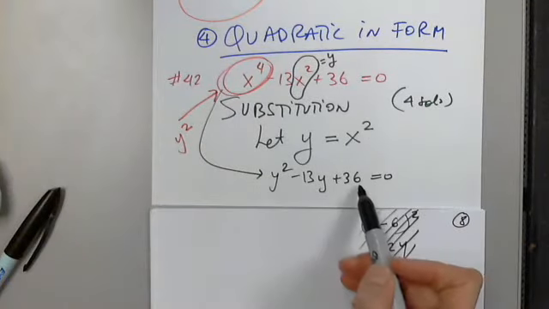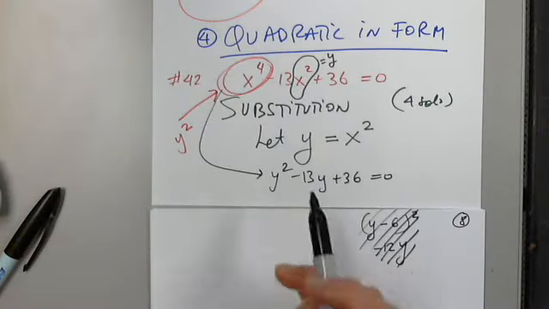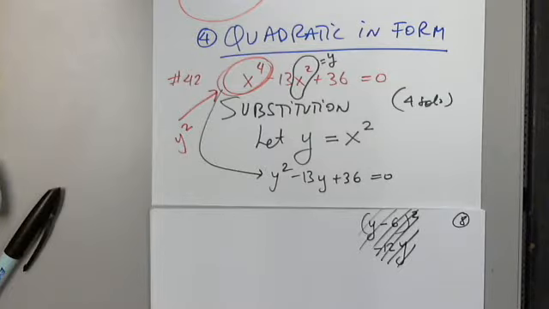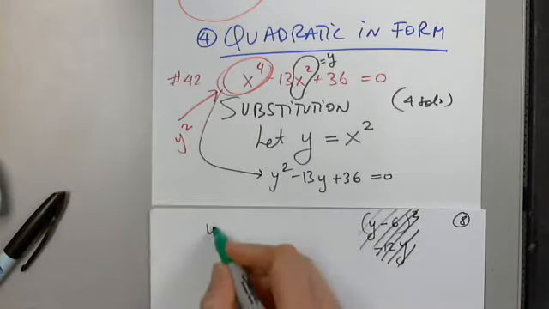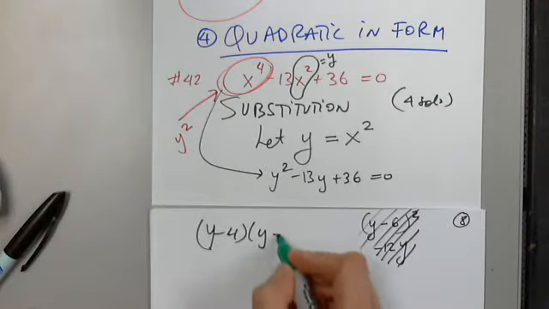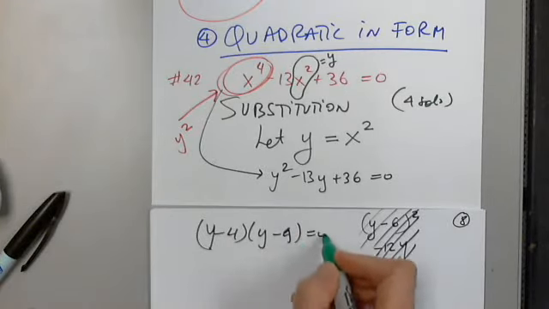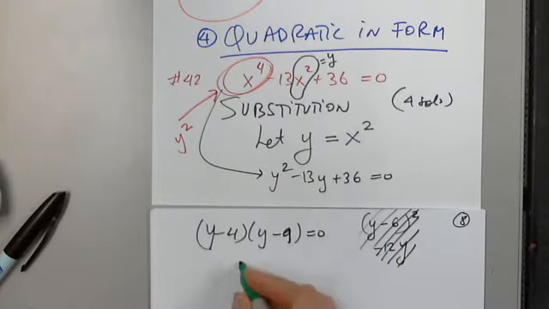So then the product is 36 and the sum is negative 13. Is there a way of factoring this? Or you say, forget about factoring, I'm going to use the quadratic formula, and I accept that. That's fine. So how do I factor this? Very good. y minus 4, y minus 9, or vice versa, it doesn't matter, equals 0. So we do have two solutions for y.